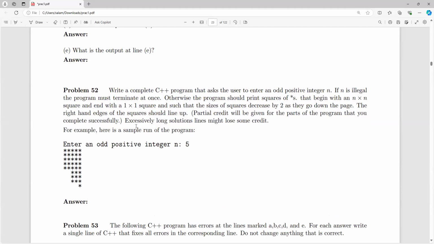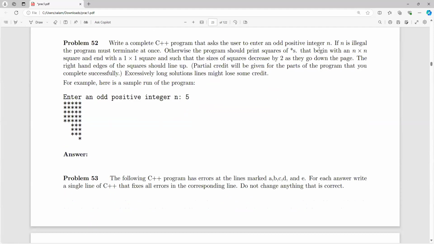So write a simple C++ program that asks the user to enter an odd positive integer n. If n is illegal, okay, so that's easy, the program must terminate at once. Otherwise, the program should print squares of stars that begin with an n by n.